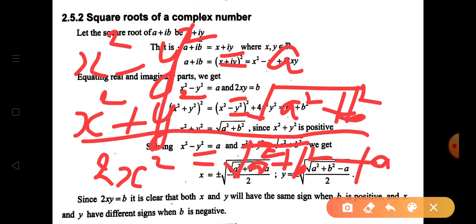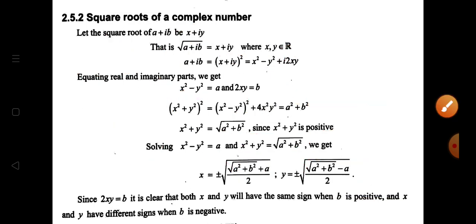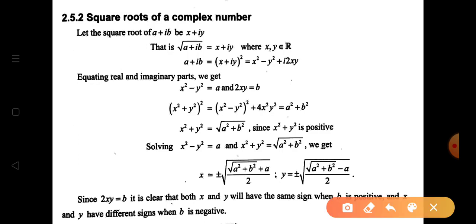So first, 2 goes to the right hand side, divided by 2, and we take the square roots. Now we get the answer x equal to plus or minus square root of (square root of a square plus b square plus a) divided by 2. Similarly, we get the answer y by subtracting these two equations.